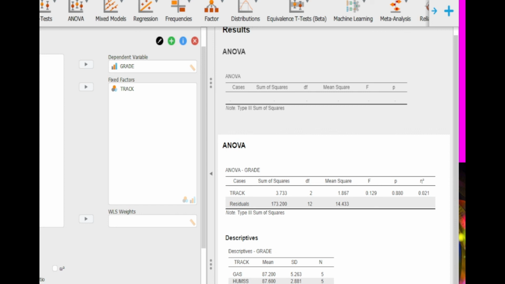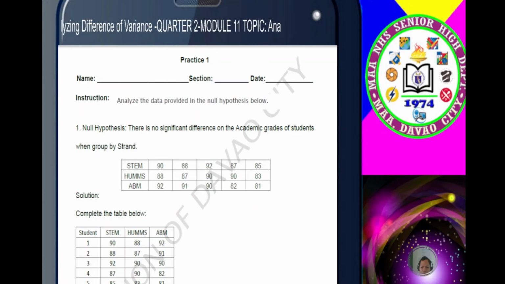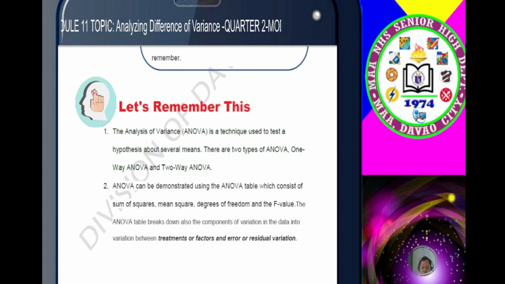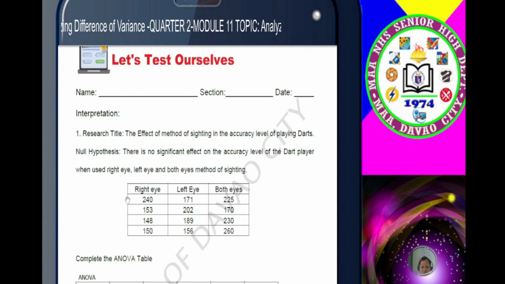So let's have another exercise in your module. Remember this, so I hope you have it in mind. Let's test ourselves. The research title: the effect of method of sighting on the accuracy level of playing darts. Our null hypothesis: there is no significant effect on the accuracy level of the dart player when using right eye, left eye, and both eyes methods of sighting.